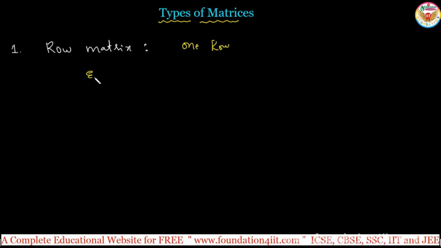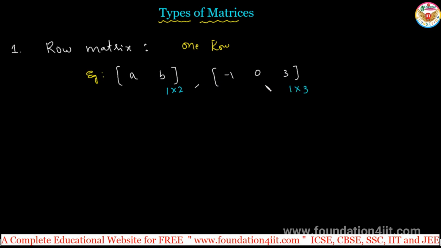So let's say example, there should be only one row, right? So A, B. There's only one row but 2 columns. Even you can take -1, 0, 3. If you see the order, this is only one row but 2 columns. This is one row and 3 columns. So a matrix which has only one row is called a row matrix, right? First column, second column, but only single row. First column, second column, third column, but only one row. So a matrix has only one row is called row matrix.